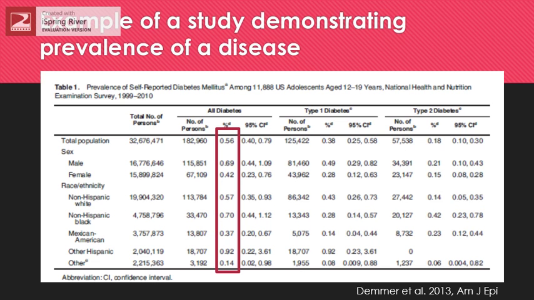So, all diabetes in the total population of adolescents, age 12 to 19, so again, this is not adults, but in all adolescents is about 0.56%, so about half of 1%. And then you can see this broken down by males and females, and then by race. Non-Hispanic white, non-Hispanic black, Mexican American, other Hispanic, other.